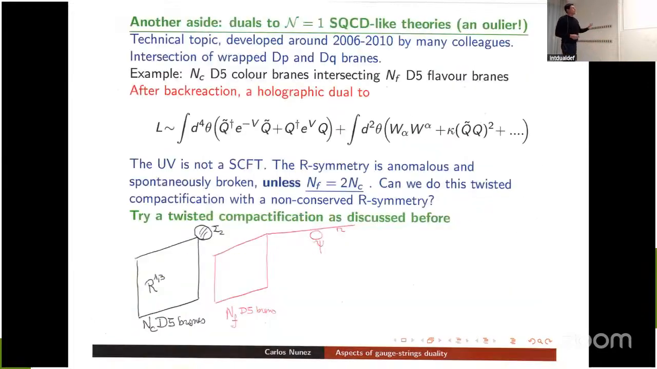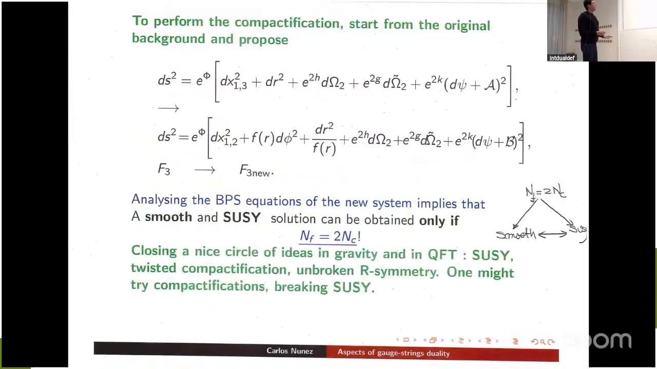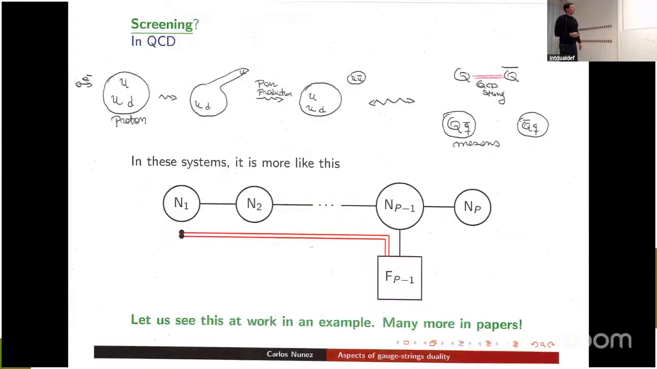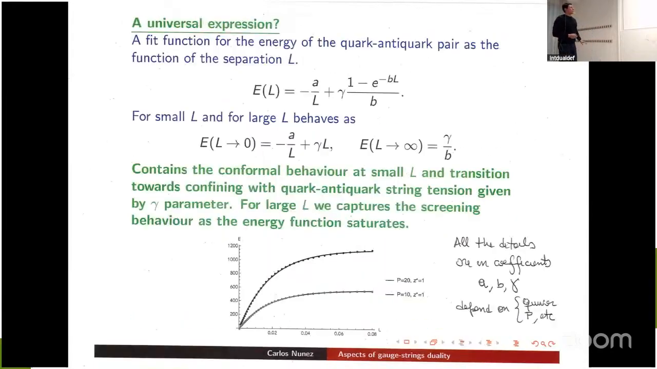I'm not going to discuss some very interesting triangle of consistencies that happens to super QCD-like theories. This is now, I wrote out there an outlier, because this system has nothing to do with the ones we are discussing. And I'm not telling you about screening, right? So I only show you very nice pictures, but I'm not telling you how these systems see screening of the Wilson loop.